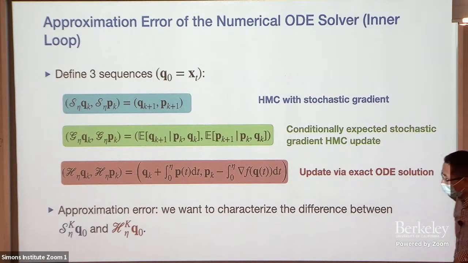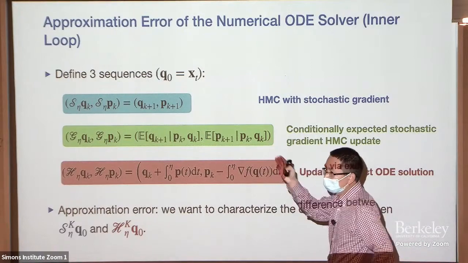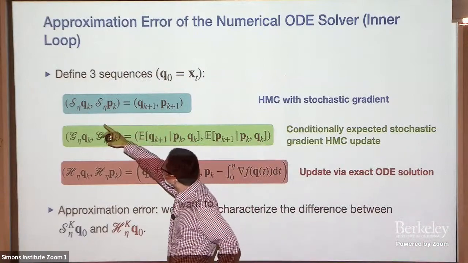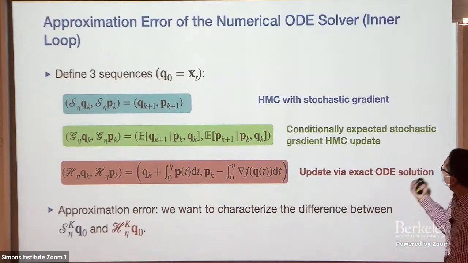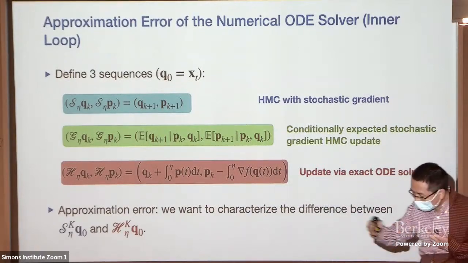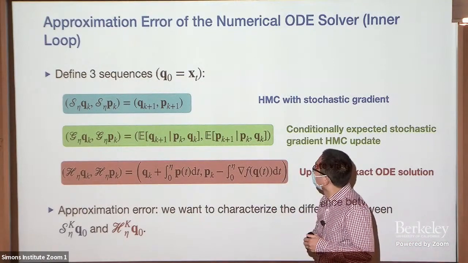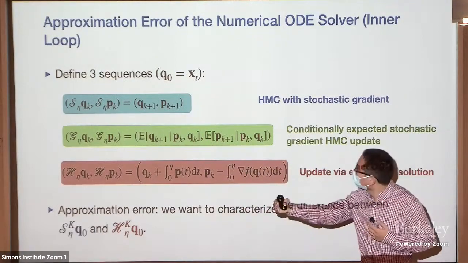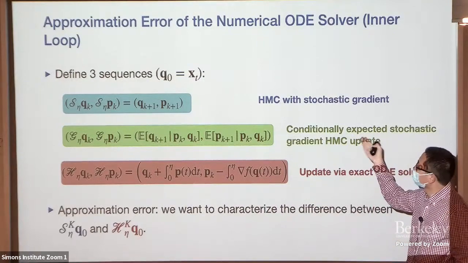So the proof is based on the following three sequences. The first sequence is the algorithm sequence. It's a discrete-time algorithm. I introduce some shorthand notation, S_eta, which means I run HMC with stochastic gradient with step size eta from q_k, and then I get q_{k+1}. Similarly, when I apply S_eta to p_k, I obtain p_{k+1}. So this is essentially the discrete-time algorithm.